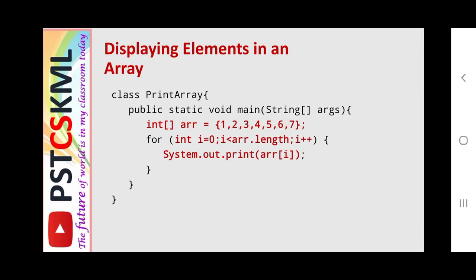Then inside the loop, System.out.print(arr[i]). That means the first time I enter the loop, i is 0, so I refer back above to find the value at index 0. The second time I refer back again, and you will print everything until 7.